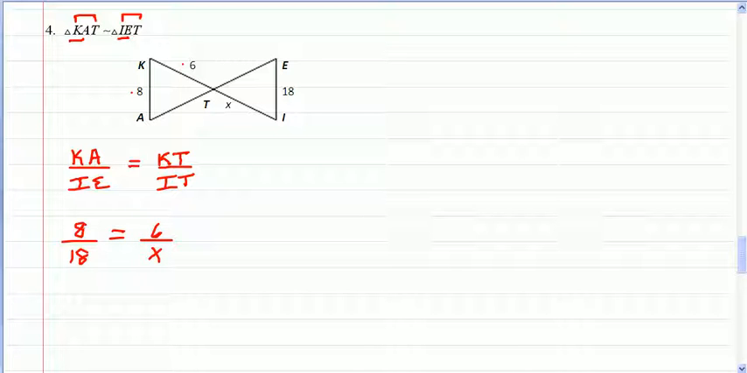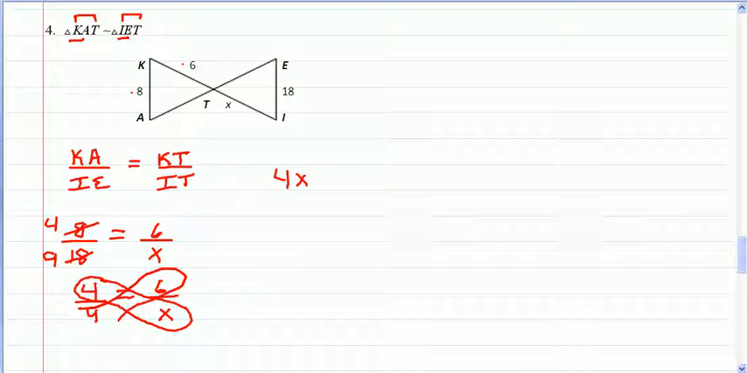And if you'd like, you don't have to do this, but 8 and 18 can both divide by 2. So when I do that, my numbers will be smaller. 4 over 9 equals 6 over x. And now I cross multiply. Then I have 4x. And then 6 times 9 is 54. So cross multiplying, the fraction is gone. And now I have an equal sign in between 4x and 54. I divide both sides by 4. And I get x is equal to 54 over 4.